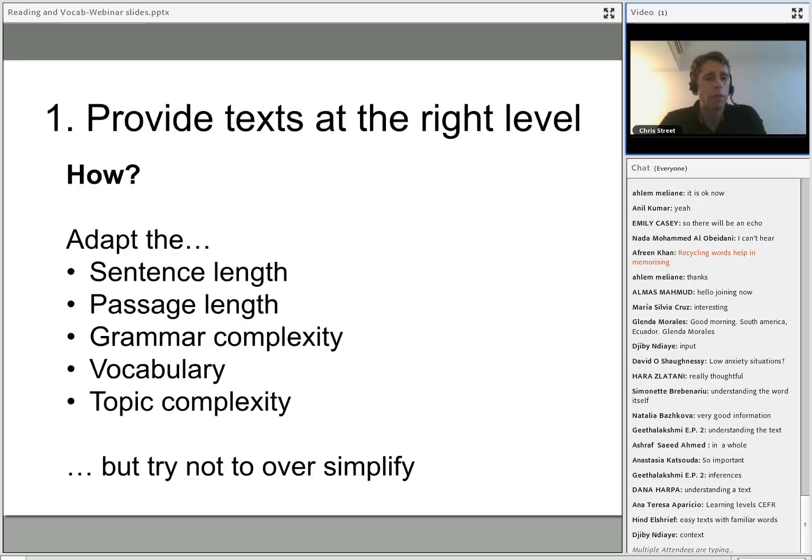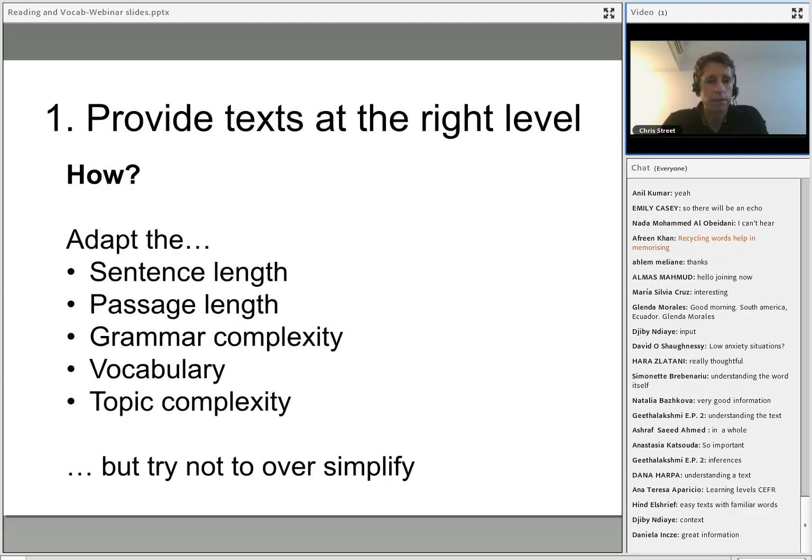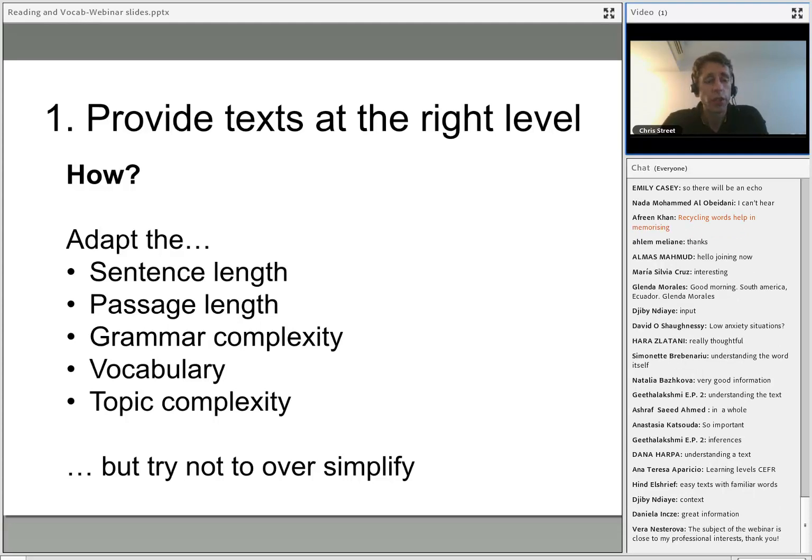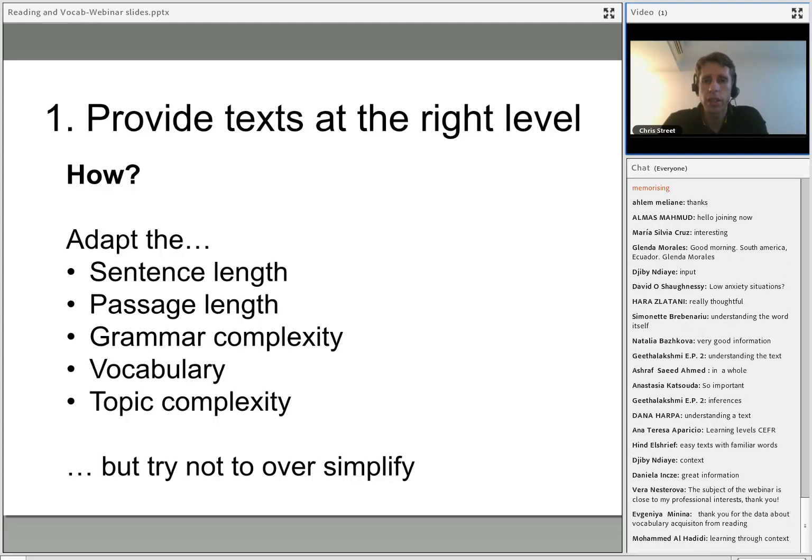So how do you do that? Well, let me give you a few examples. When we're creating text and reading passages for our series Reading Explorer, these are the things that we mainly look at. So you can adapt the length of sentences, individual sentences in a reading passage. You can, of course, adapt the passage length as a whole.